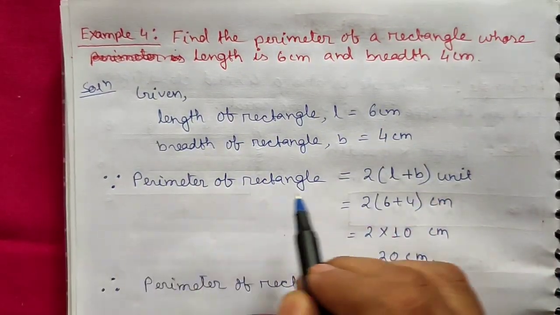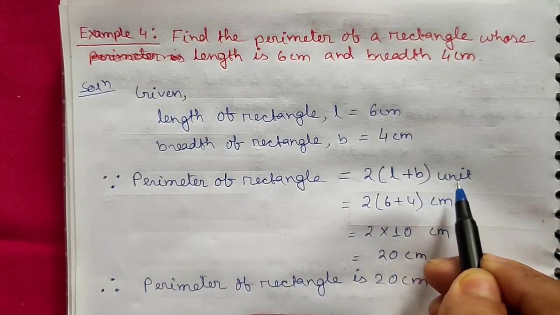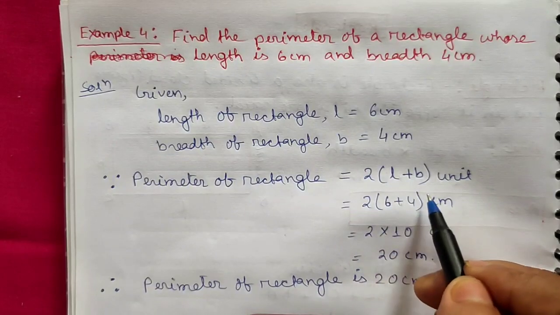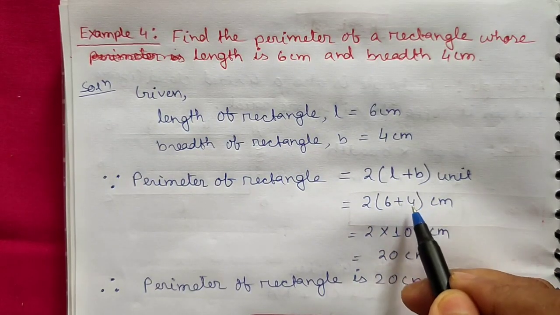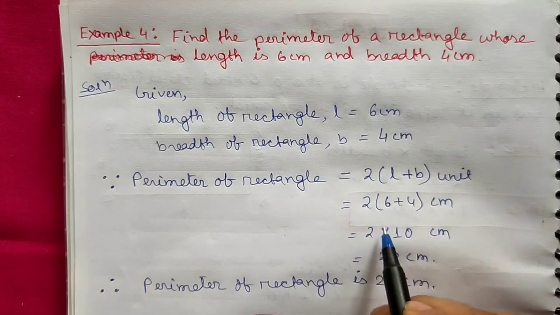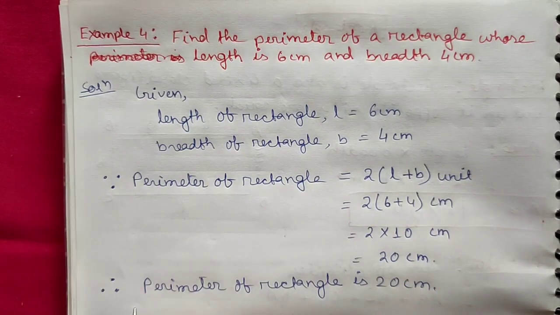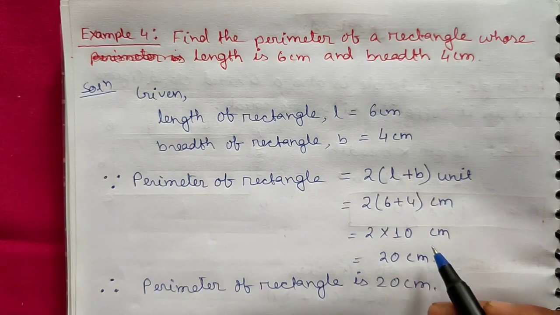Now since perimeter of a rectangle is 2 into length plus breadth unit, here we just put the values of length and breadth. Length is 6, breadth is 4. So 2 into 6 plus 4 is 10. So 2 into 10 is what? 20 centimeter. Therefore, perimeter of the rectangle is 20 centimeter.